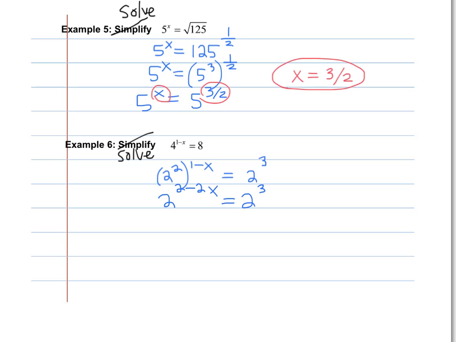So now the point here is that if our bases are the same, then we can set these exponents equal to each other. So we have 2 minus 2x equals 3, and I can just solve that with basic algebra here. So subtract 2 from both sides, and get 1 over here, divide by negative 2, and I get x equals negative 1/2.